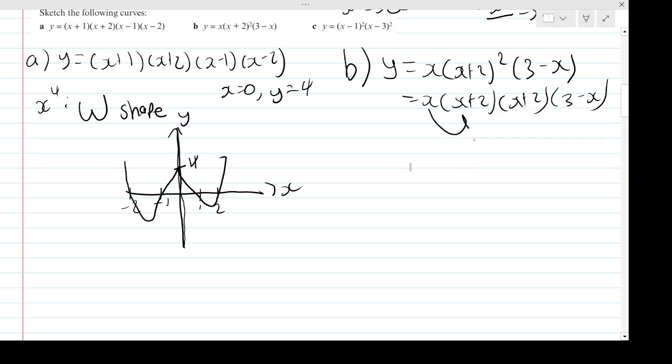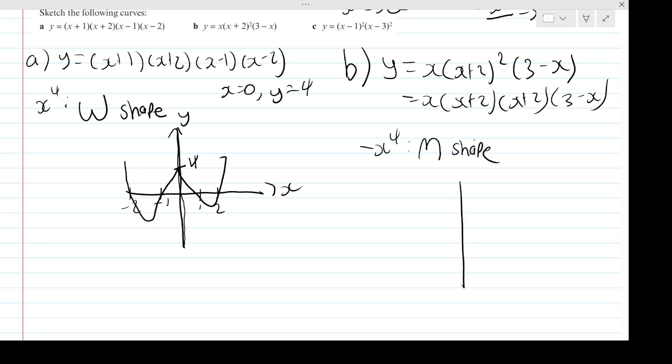So it's going to be x times x times x times minus x. That'd be minus x to the 4, right? So that's going to be a negative one. So it's going to have this sort of shape. Okay, so it's going to go down. Okay, so deduce the shape.